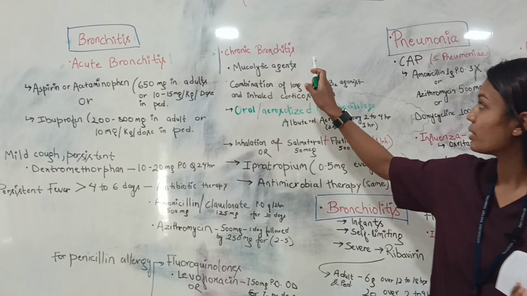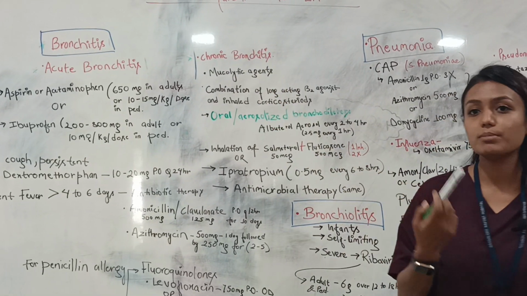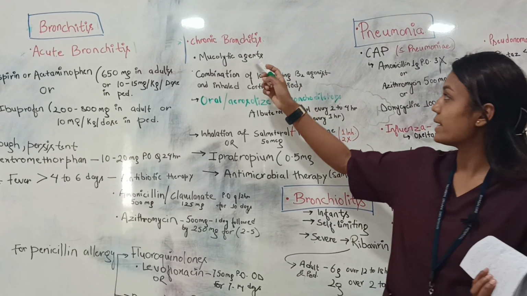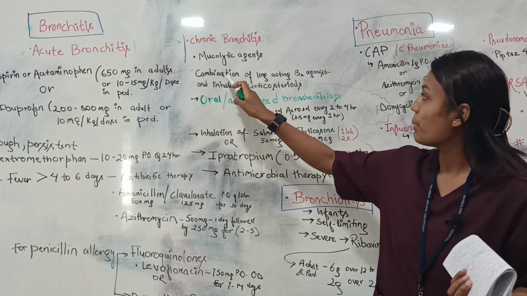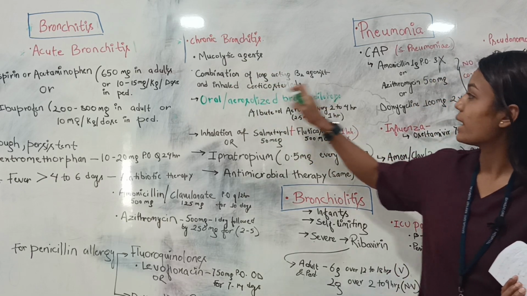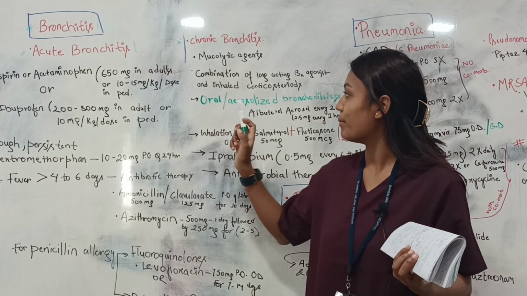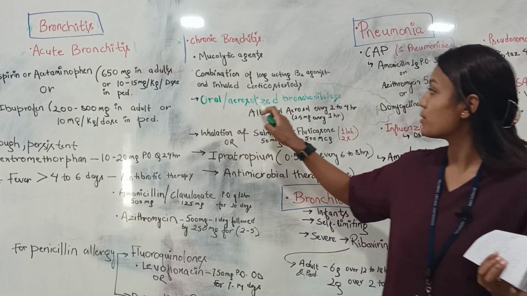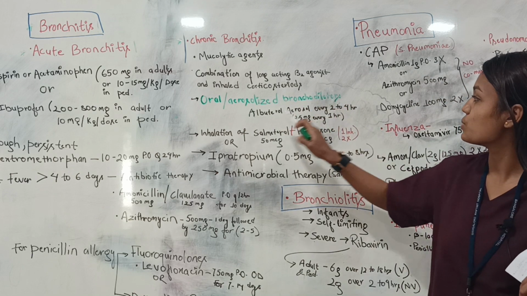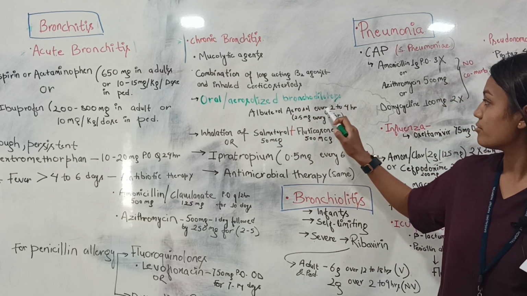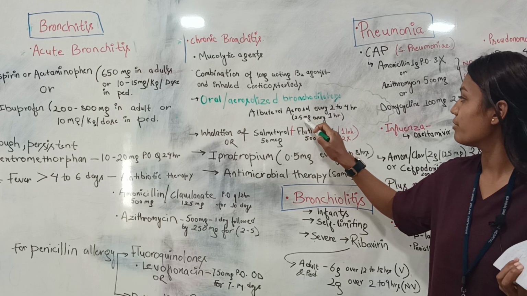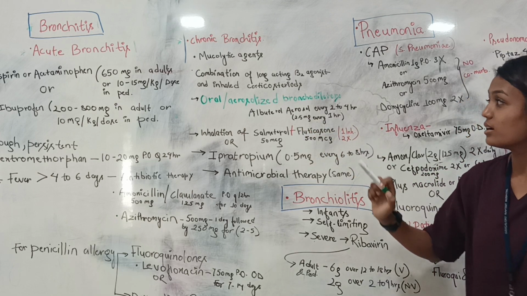So in case of chronic bronchitis, the sputum will be more. So we'll use the mucolytic agents. Also we'll use the combination of long-acting beta-2 agonist and inhaled corticosteroids. If the symptoms are mild, then we will just use aerosolized bronchodilators, which is albuterol aerosol every 2 to 4 hours, and it contains 2.5 mg every 1 hour.